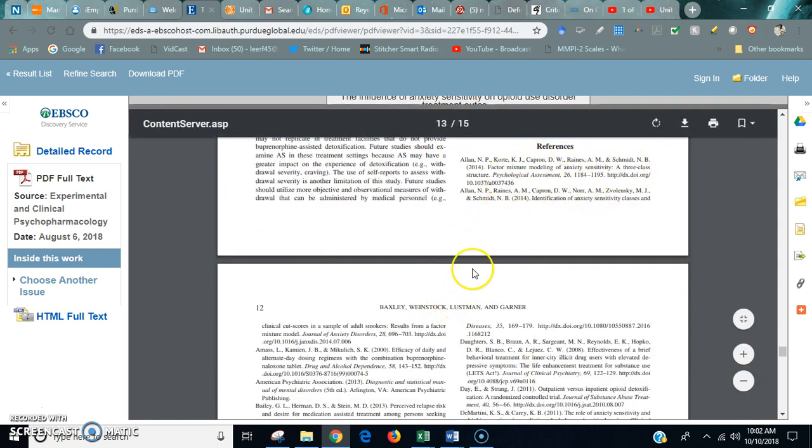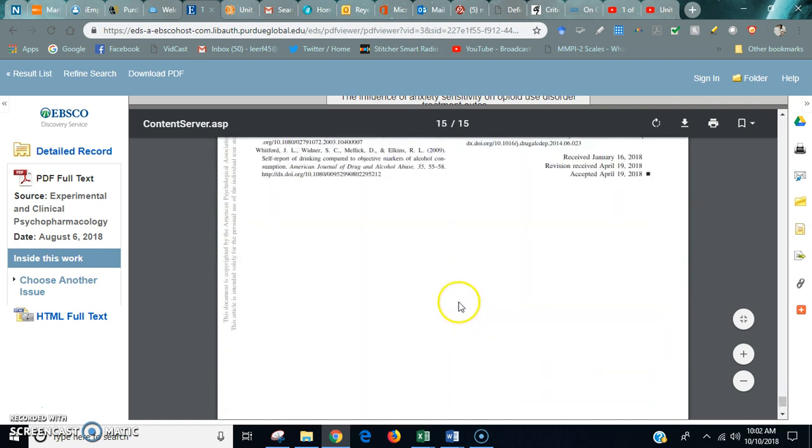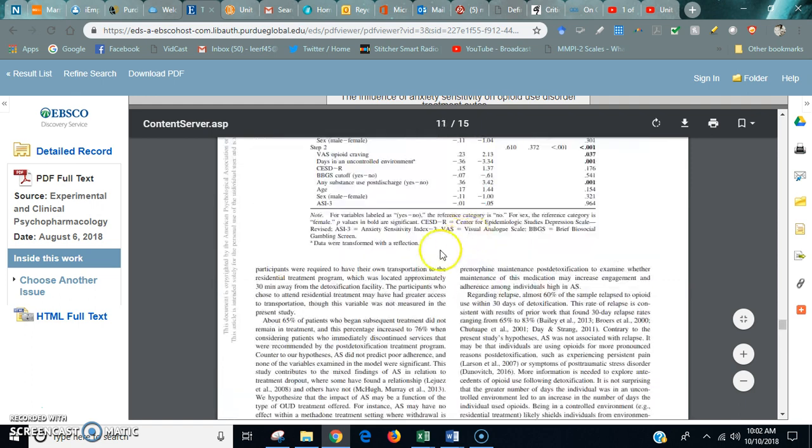Then they go through their references and note how many references they used on this. This is when they received the article. This is when it was revised. This is when it was accepted. This is a good research article.